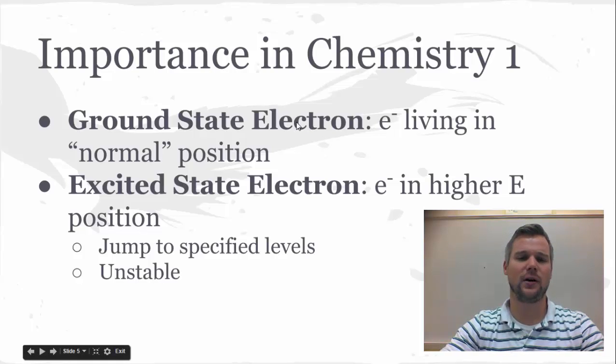Now normally electrons are existing in what's called the ground state. That's where they normally live inside of an atom. But if they're struck with some energy, they can move to an excited state. And this is a high energy that isn't very stable, but when these electrons jump to these higher levels of energy, they have to jump to very specific levels.